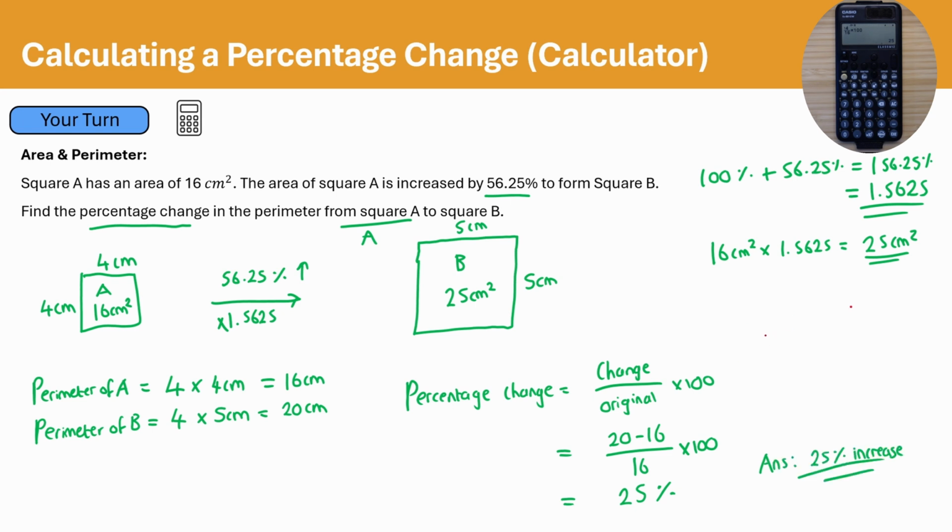For those of you who are interested, you might want to think about this puzzle. The square root of 1.5625 is equal to 1.25, and 1.25 is equal to 125%, which is equal to a 25% increase. You might want to have a think about how you could do the question using this method if you want, but we're not going to go over that because this is not the main purpose of the lesson.